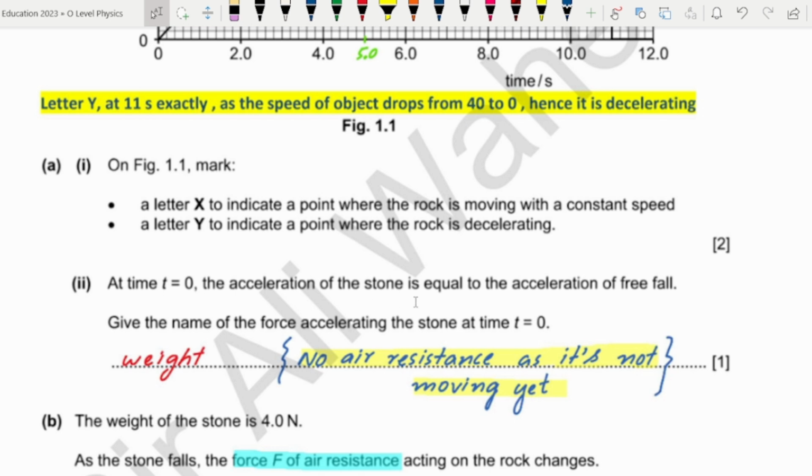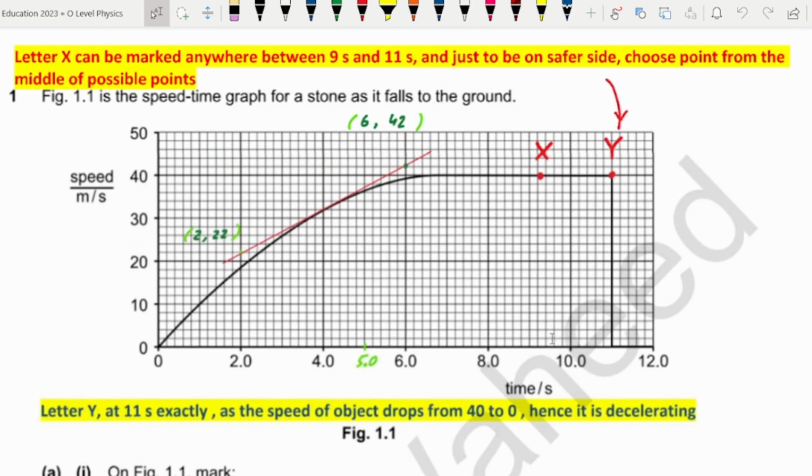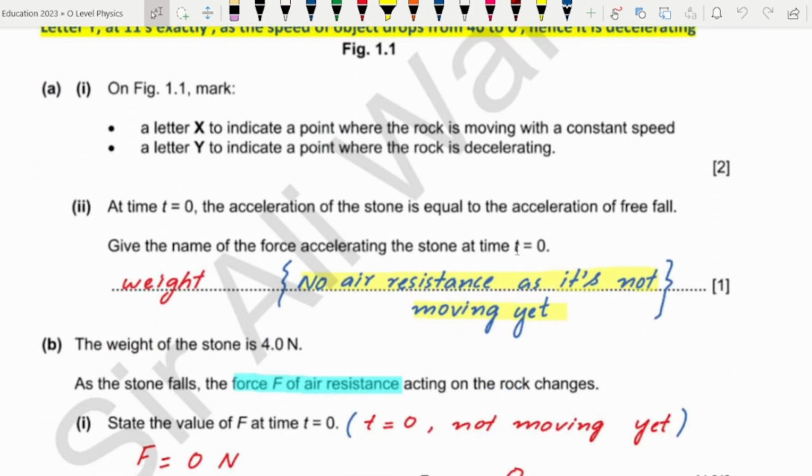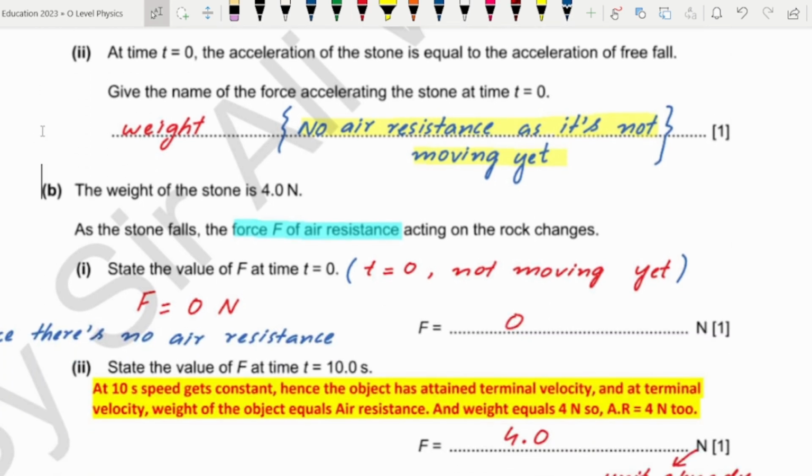Give the name of the force accelerating the stone at time t equals 0. At time t equals 0, the force that would start the object to accelerate is the weight. Only the gravitational force, or you can simply write the weight of the stone. Since it was not moving, there would be no air resistance or anything like that. Just the weight of the object. Then you have the next one. The weight of the stone is 4 Newton.